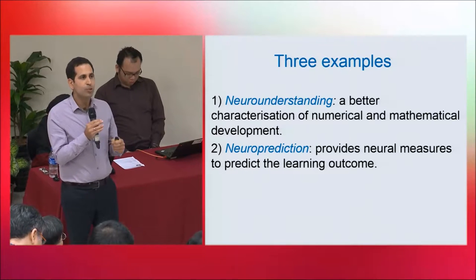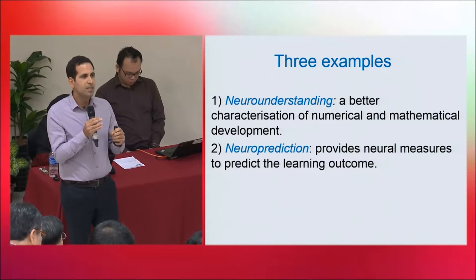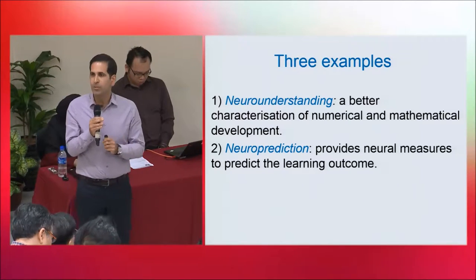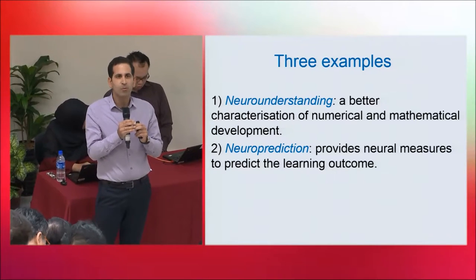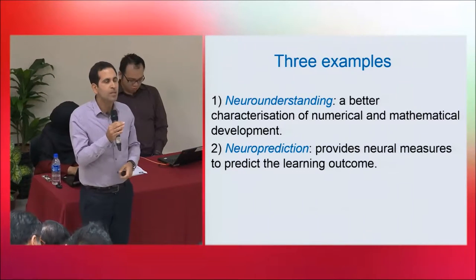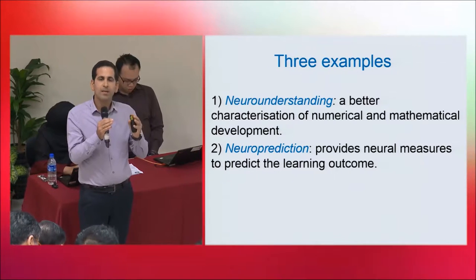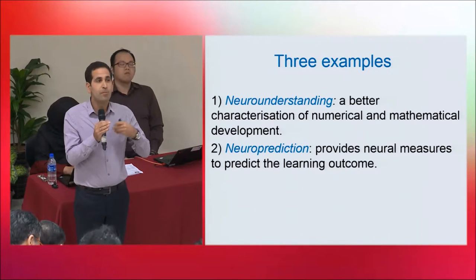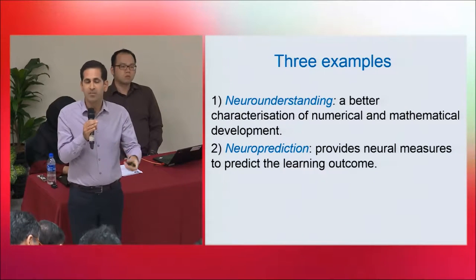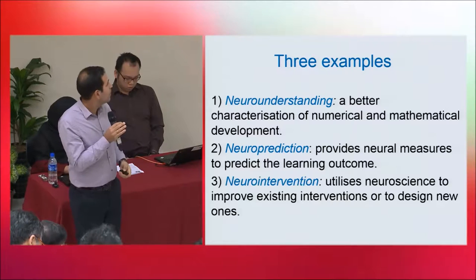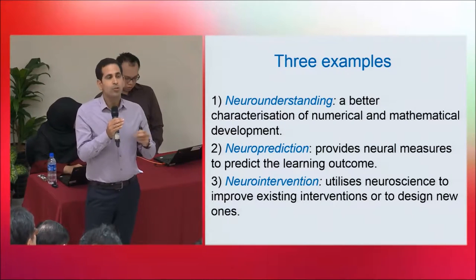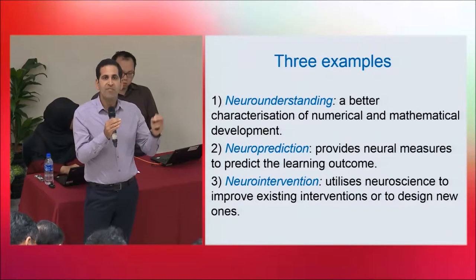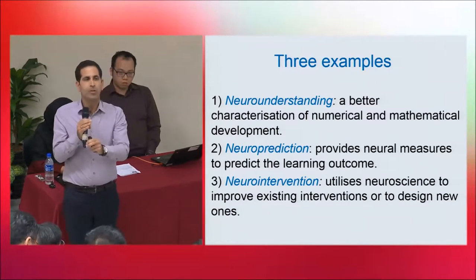The second one is neuroprediction, whether neuroscience can allow us to have predictors, and I'm not talking here about cognitive predictors, for example running fluid intelligence tests and predicting achievements, but how the brain can allow us to predict the learning outcome, who is going to benefit, for example, from a given training. And the third one is neurointervention, whether neuroscience can allow us to affect the brain in order to improve learning.